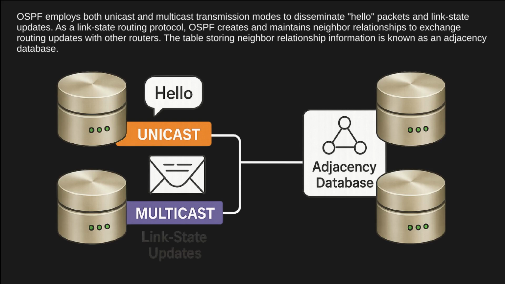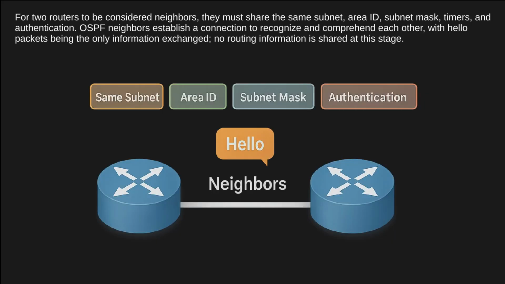OSPF employs both unicast and multicast transmission modes to disseminate hello packets and link state updates. As a link state routing protocol, OSPF creates and maintains neighbor relationships to exchange routing updates with other routers. The table storing neighbor relationship information is known as an adjacency database. For 2 routers to be considered neighbors, they must share the same subnet, area ID, subnet mask, timers, and authentication.